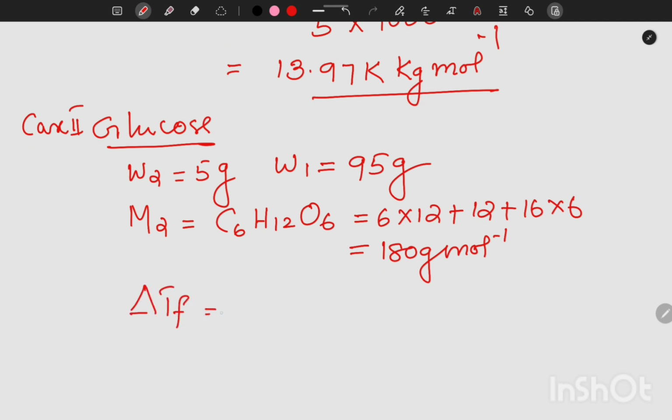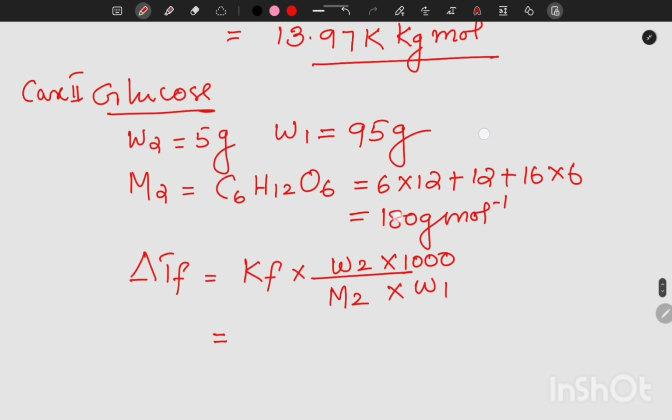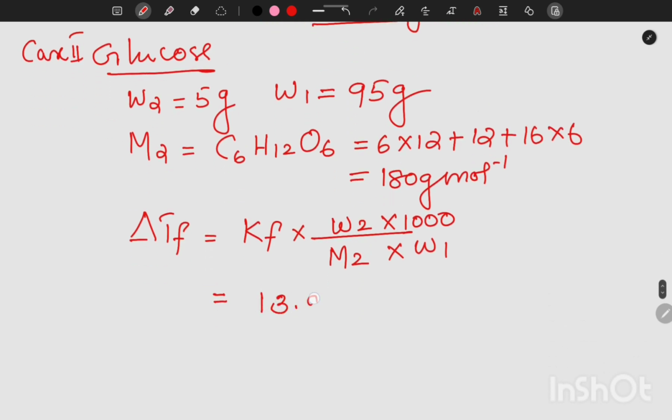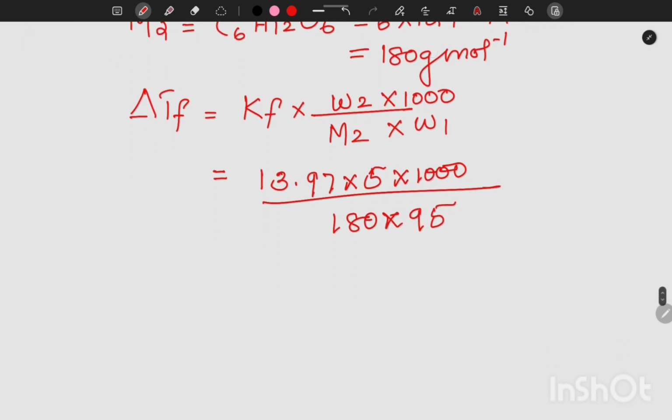Delta TF is equal to Kf into molality, mass of solute by molar mass into 1000 by W1. Now delta TF is equal to Kf, we calculated 13.97, into mass of solute 5 gram, 5 into 1000 divided by 180 into 95. So when we simplify this, we will get 4.08 Kelvin.